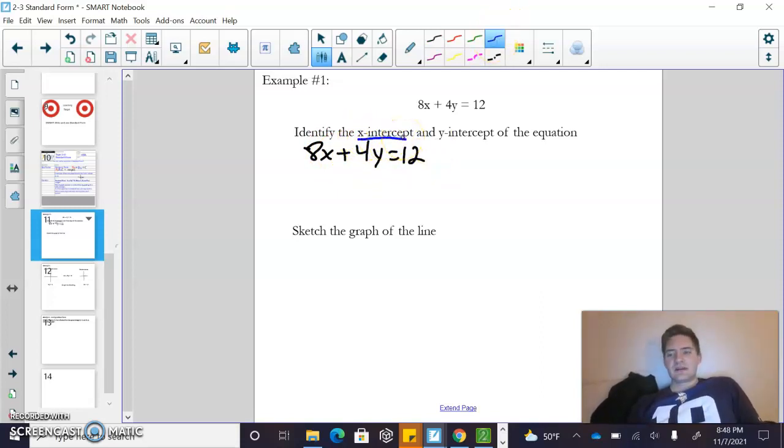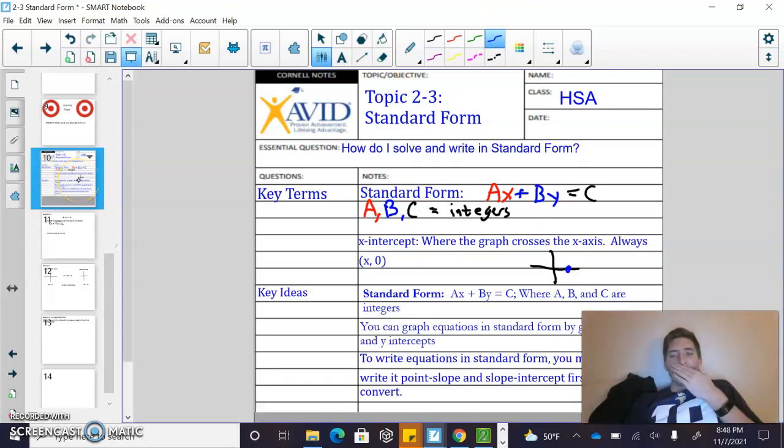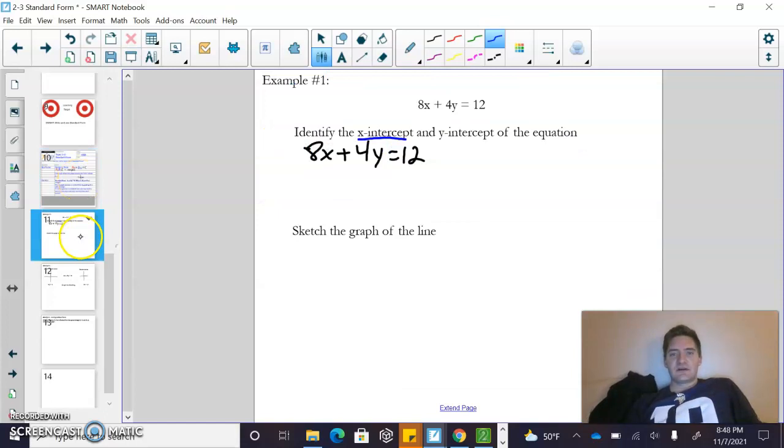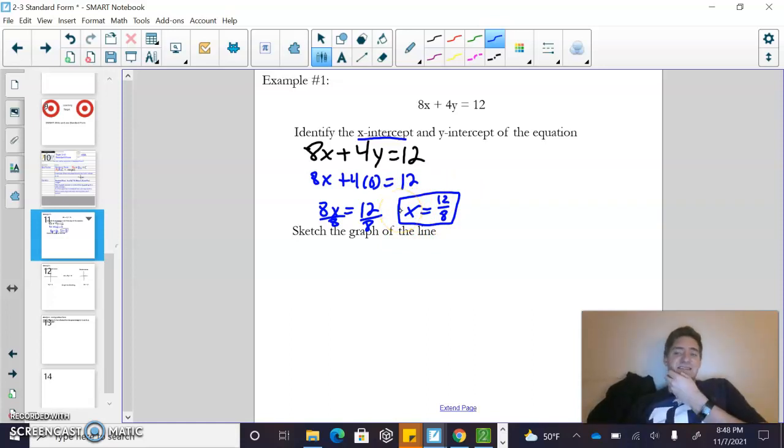First thing we're going to do is solve for the x-intercept. So we're going back here. Remember that the x-intercept is (x, 0). So we are going to substitute in 0 for y. We get 8x plus 4 times 0 is equal to 12. So we'll write that down. And then we realize 4 times 0 is 0, so we're going to write down 8x is equal to 12. Then we divide by 8 on both sides, and we get x is equal to 12 over 8. So that is the x-intercept.